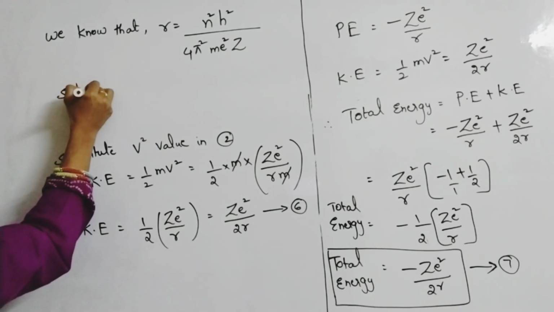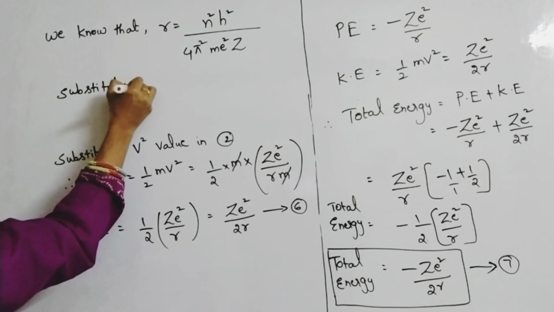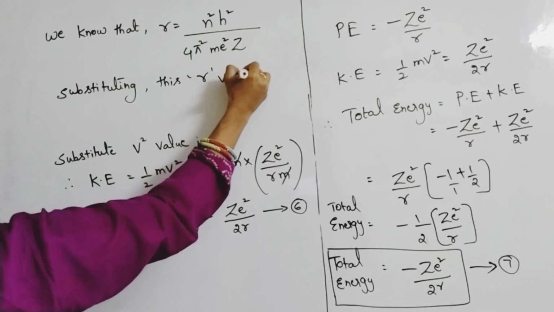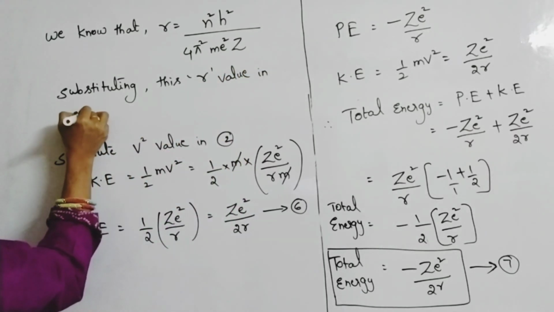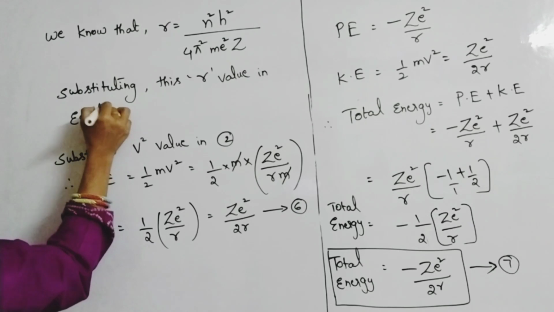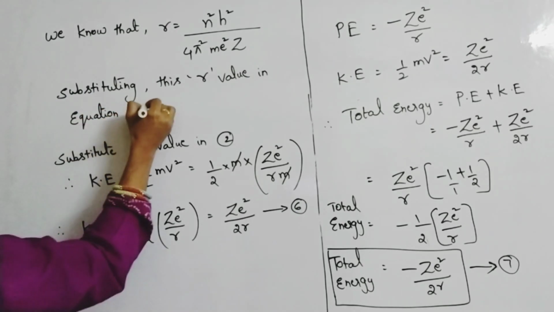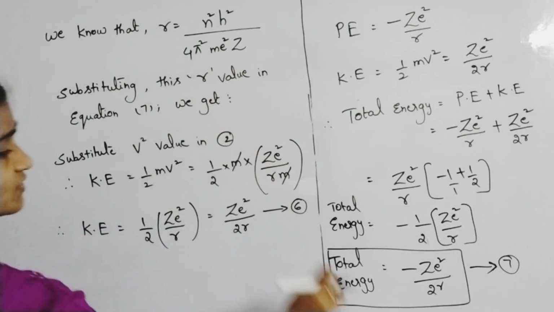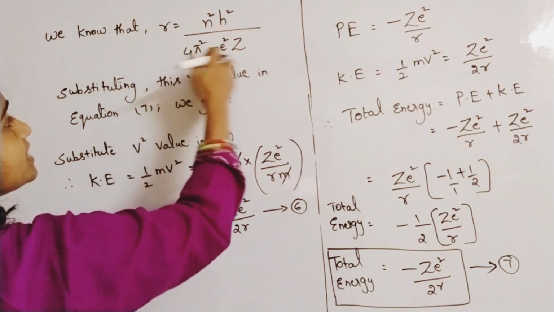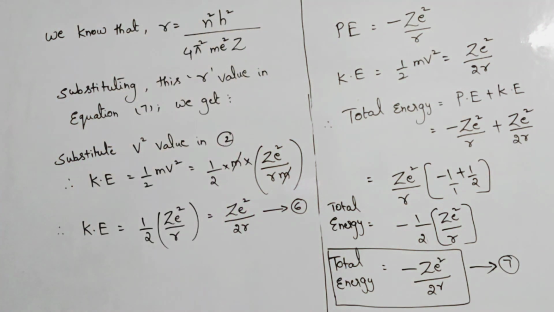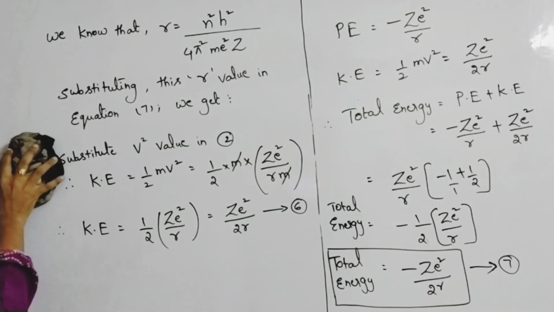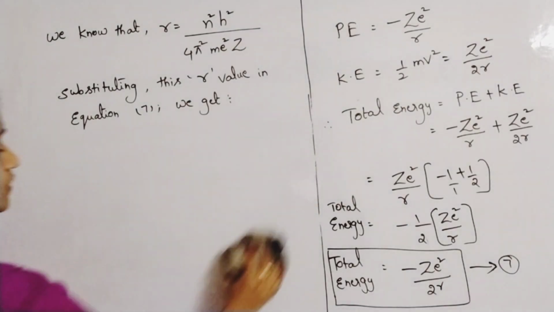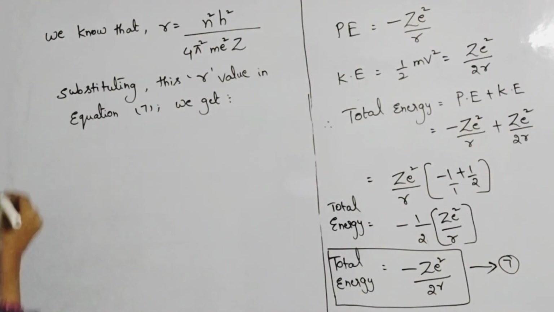Substituting this r value in equation 7, what do we get? In place of r, we have to substitute this full value, n square h square by 4 pi square m e square z. That full value we have to substitute in place of r. So the total energy will become what then?